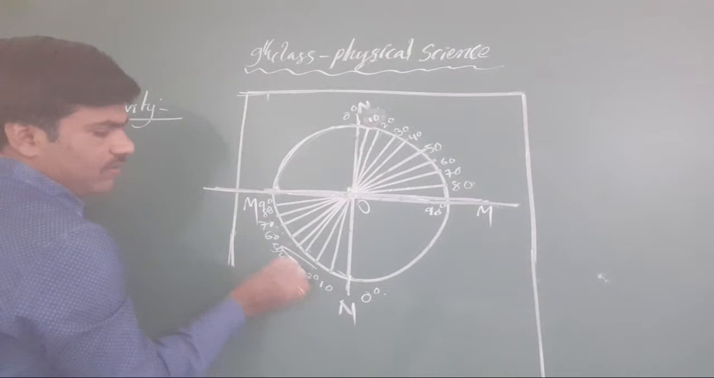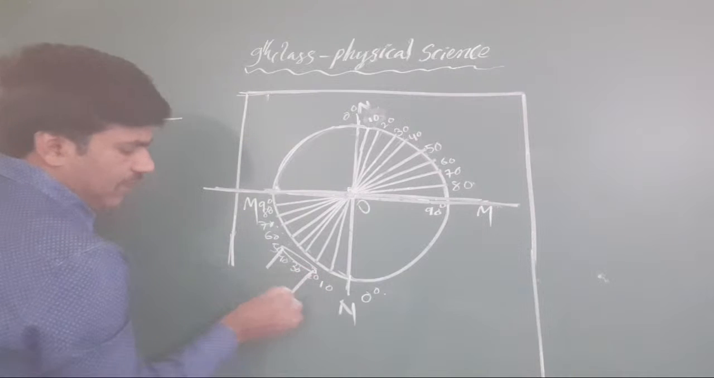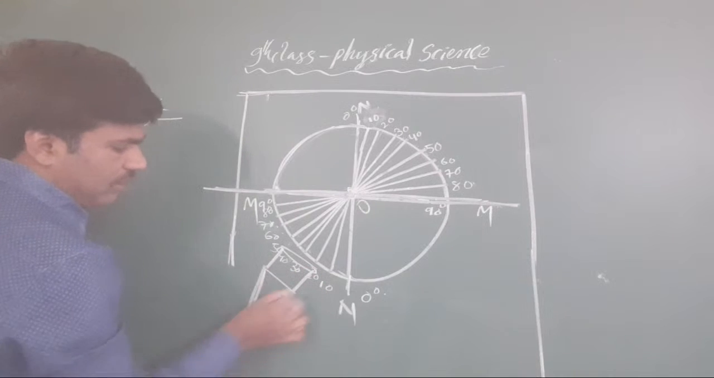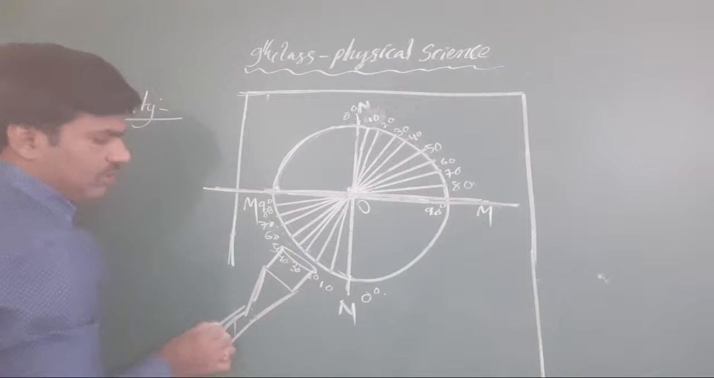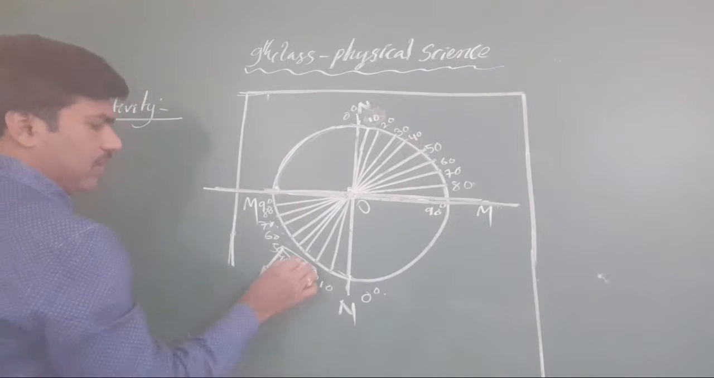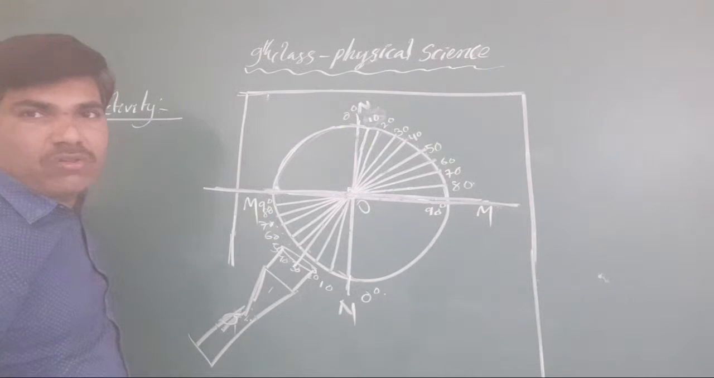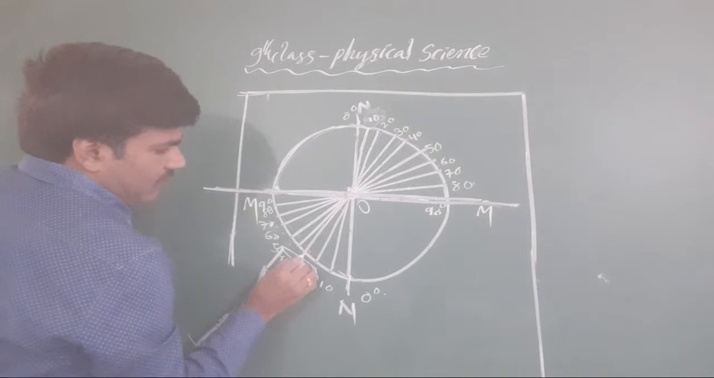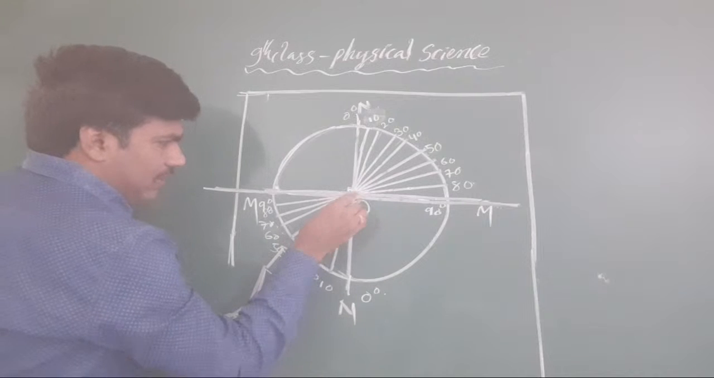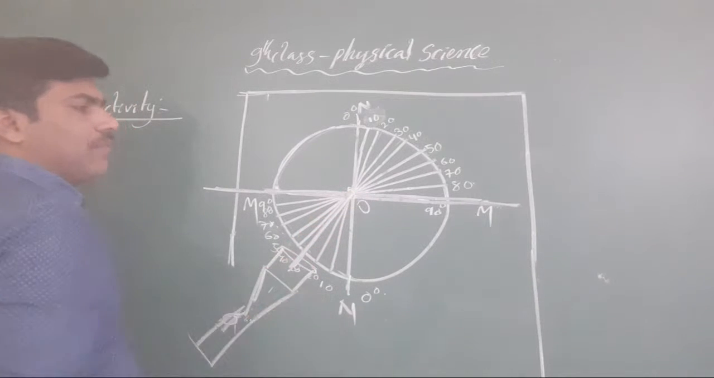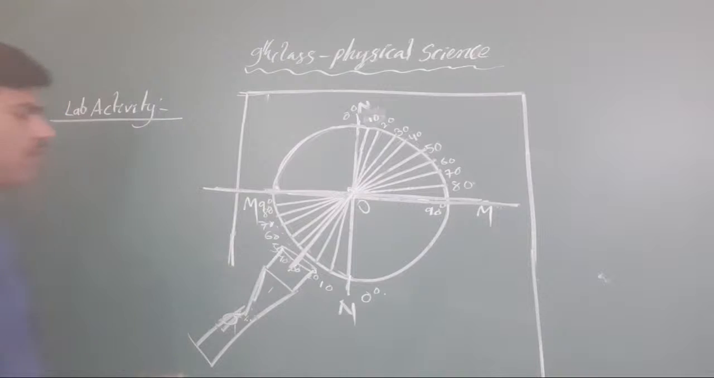Now, we take a source of light from here. Clear or not, all the students? A torch may be taken here. The light ray enters from here. Clear or not, all the students? Suppose the light ray passes through at, we are imagining, 30 degrees. Yes, 30 degrees. Clear or not, all of you?